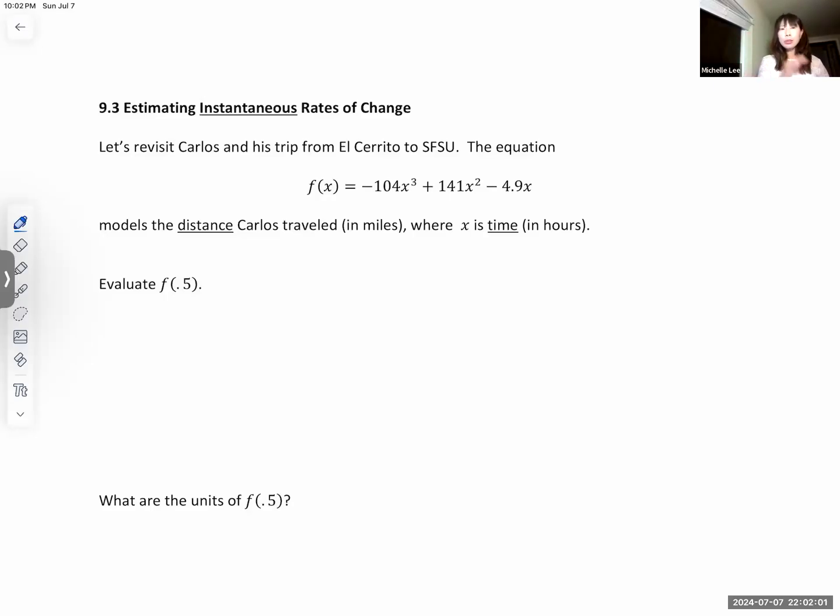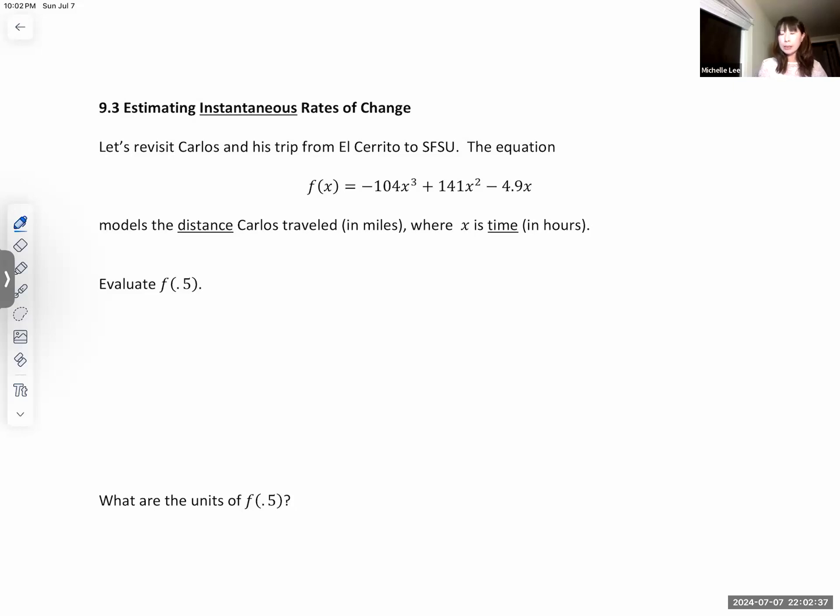Hello everyone. Today we have lesson 14, estimating instantaneous rate of change. Last time we went over the average speed, average rate of change, and instantaneous rate of change, right? So instantaneous speed means the speed at the moment, right? Okay, so let's revisit Carlos and his trip from El Cerrito to San Francisco State University.